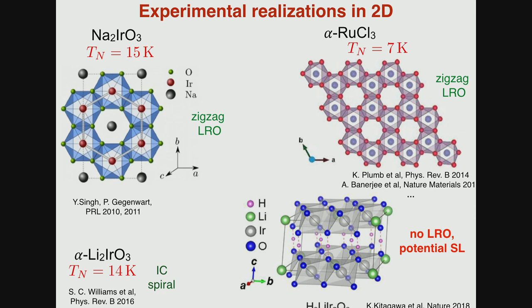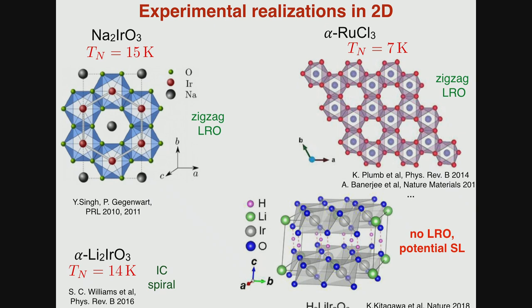So once again, a few more words about the experimental realization. It's the sodium iridate, Néel temperature is 15 Kelvin, the ground state is zigzag. This is alpha lithium iridate, Néel temperature is 14 Kelvin, the ground state is an incommensurate spiral. Ruthenium chloride, Néel temperature 7 Kelvin, zigzag long-range order. Once again, this is a very nice exception where no long-range order was determined, so it's a potential spin liquid, and probably in this compound, disorder plays a very important role.